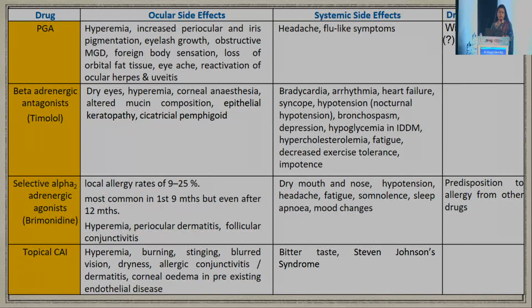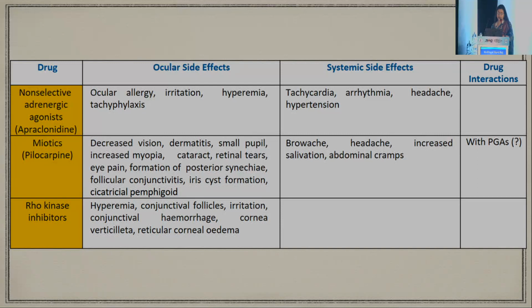Brimonidine, it causes CNS depression and even mood changes, because of which sometimes the patients can undergo unnecessary psychiatric and neurological investigations and MRI and whatnot. But all we actually just need to do is be aware and omit the drug. And if a patient is sensitive to brimonidine, it often predisposes to allergy from other drugs. Topical CAIs and acetazolamide, we know about the SJ syndrome.